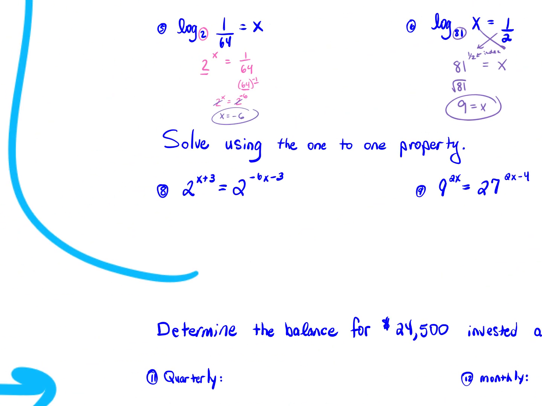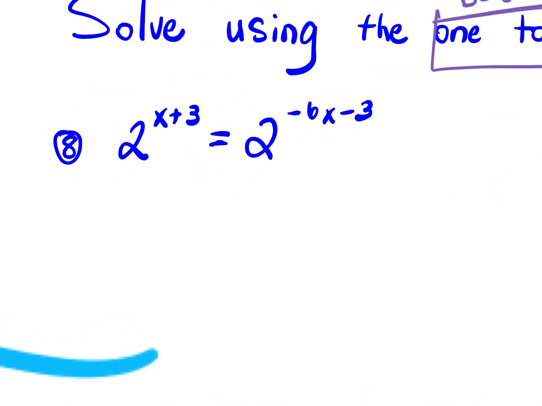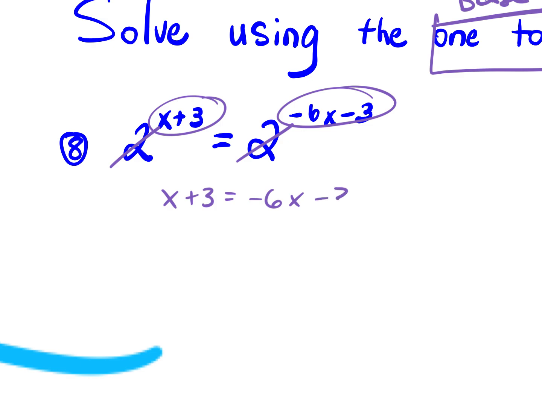Perfect. So let's do 8. So here we're solving using the 1-to-1 property. This is when we are trying to get the bases to be the same. In 8, we don't even have to do anything to get our bases to be the same. They're already the same, so we can just cross them off, set our exponents equal to each other. So x plus 3 equals negative 6x minus 3. From here, we just solve for x.